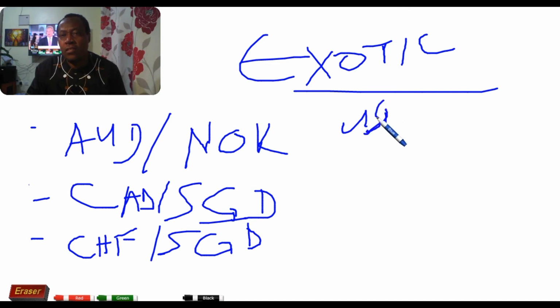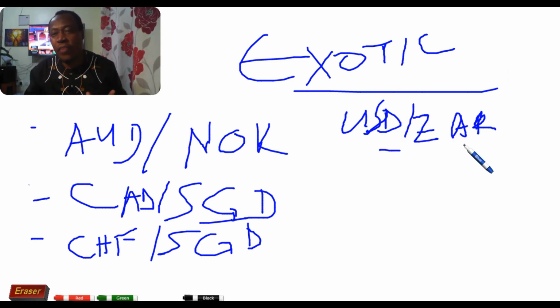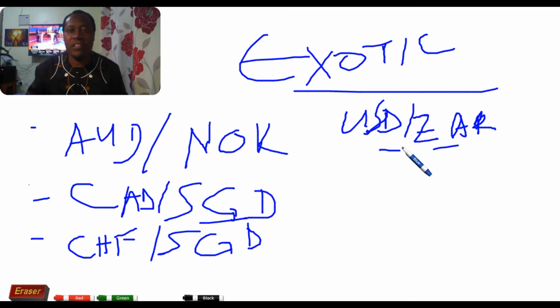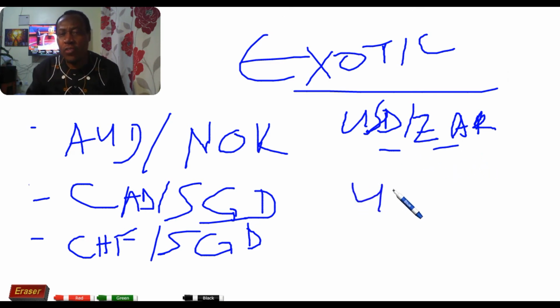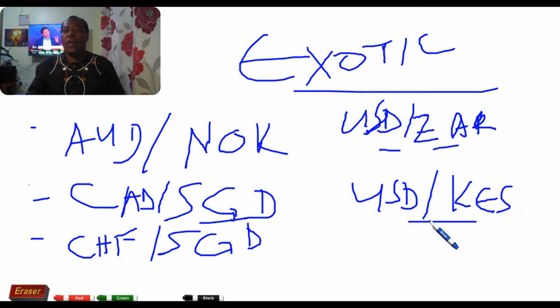Then we also have an example, for instance, from South Africa, which is USD stroke ZAR. So this is the American dollar against the South African rand. This is how the South African rand is written. Of course, we also have USD against the Kenya shilling. Yes. So as you can see, these are the exotic pairs.